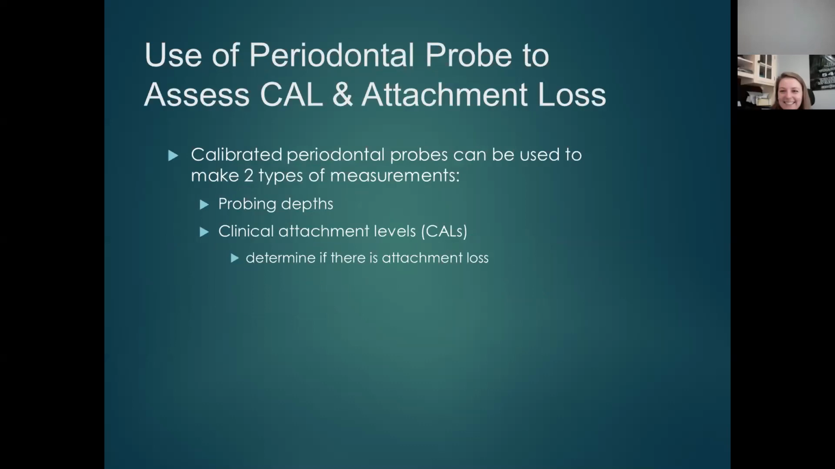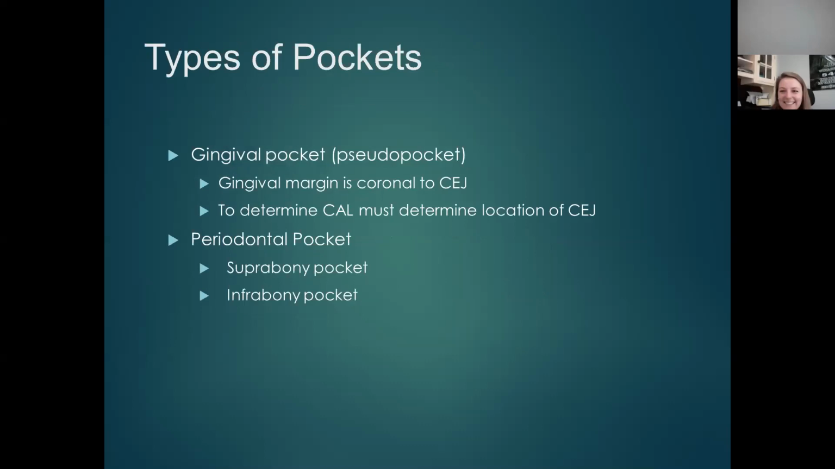So we've got these calibrated probes that can be used to make two types of measurements. We're measuring the probing depths, and we're determining the clinical attachment level to see if there is attachment loss. So we've got, as you know, different types of pockets. We've got a gingival pocket and a periodontal pocket. A gingival pocket is a pocket that still has intact periodontium. We call it a pseudo pocket.